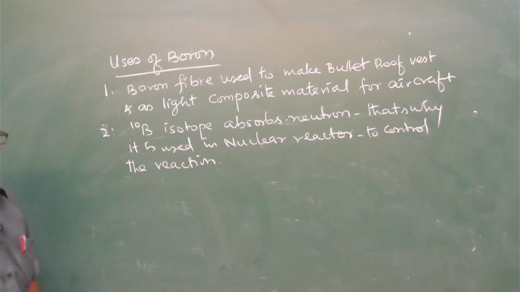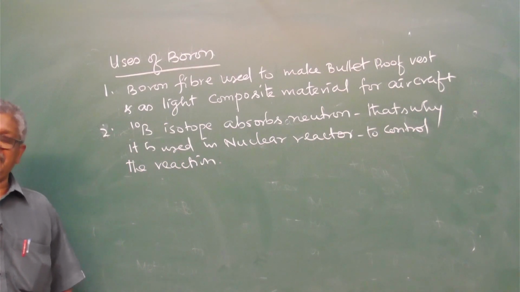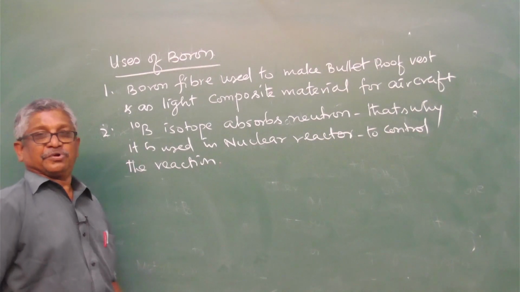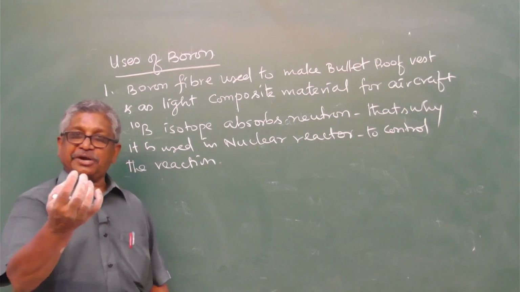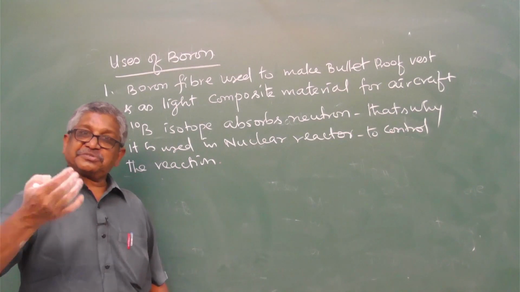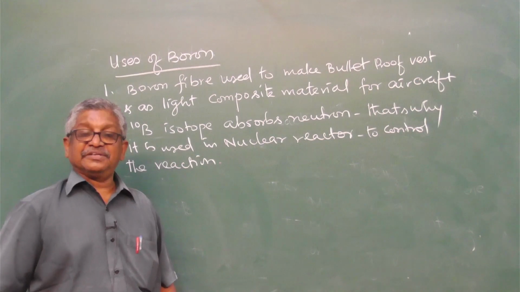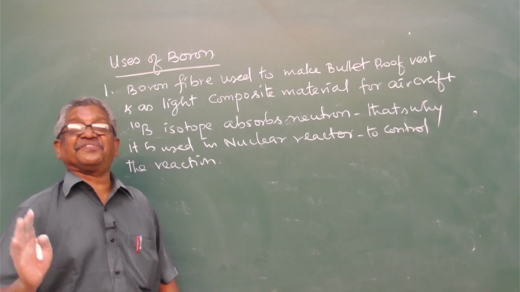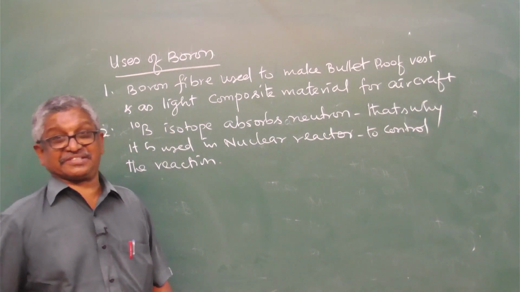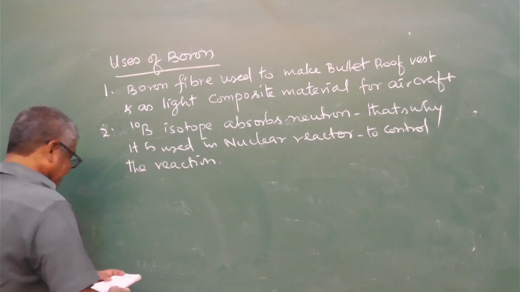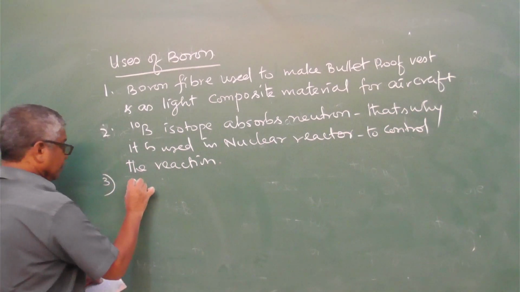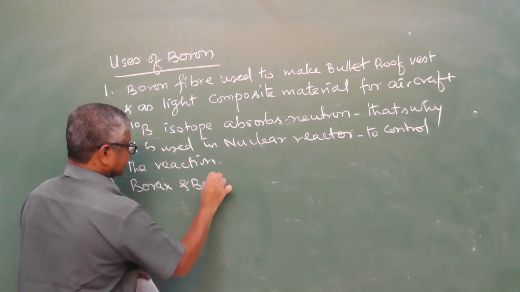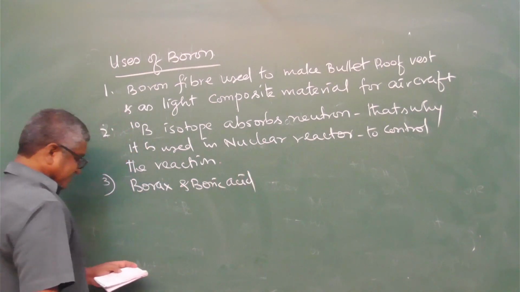First use: bullet-proof vest and aircraft purpose. Second, the boron isotope is used to absorb the neutrons. If the neutron is absorbed in a nuclear reactor, the nuclear reaction will be controlled and it can be used for useful purpose. And third, borax and boric acid.